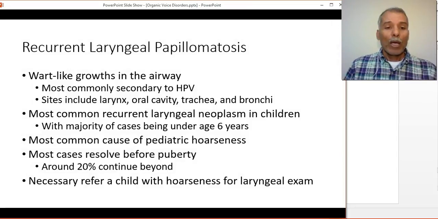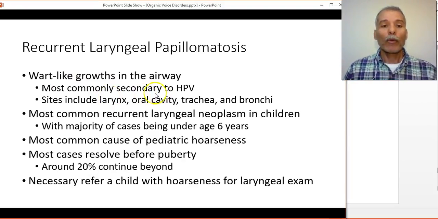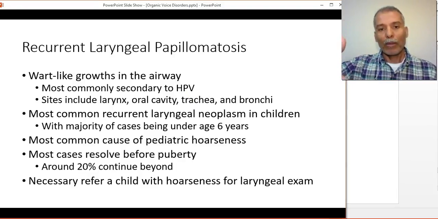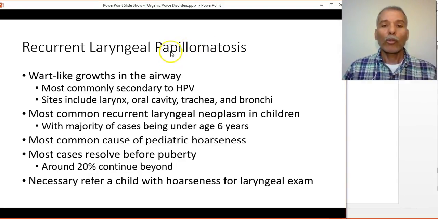Recurrent laryngeal papillomas. Papillomas are wart-like growths along the airway, basically, most commonly caused by the human papillomavirus. That is a virus that many people carry. It is sexually transmitted and spread through certain sexual habits, and babies get it when they are born. They pass through the birth canal if the mother has active human papillomavirus or problems associated with it. That exposes the child, and then the child will have these problems. The common sites include the larynx, oral cavity, trachea, and bronchi.